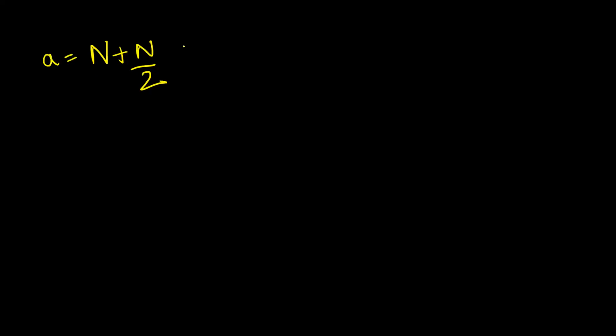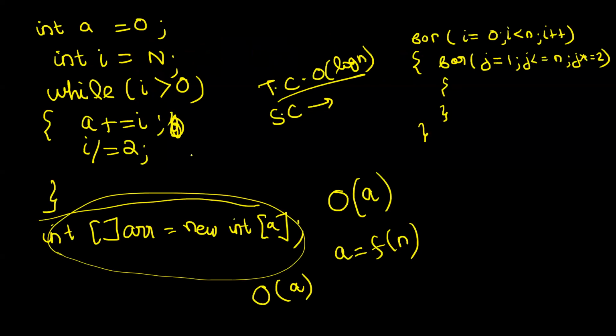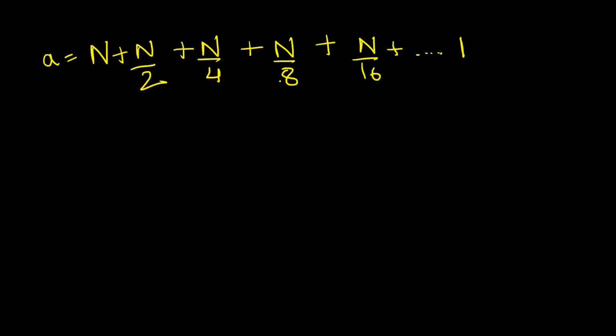Then what will happen? The value of I will go to n by 4, and you add n by 4. Then the value of I will go to n by 8, you add n by 8. Then it will go to n by 16. Likewise, till the value of I becomes 1. Do you agree that this will be the value of A outside the while loop? You are just adding the value of I to A. So first you will add n, then n by 2, then n by 4, then n by 8, then n by 16, and something like that. So if I'm able to calculate this sum, I know the space complexity.